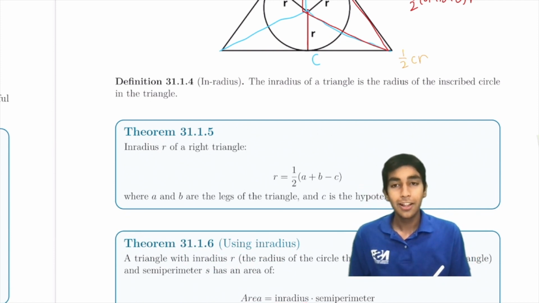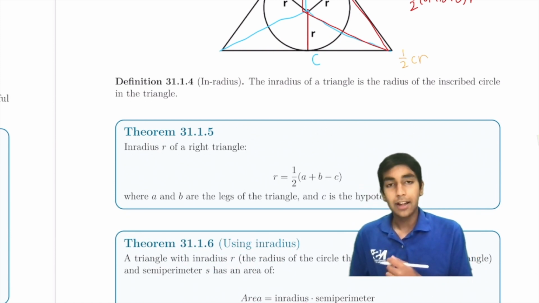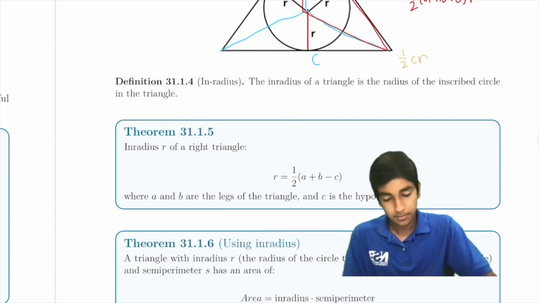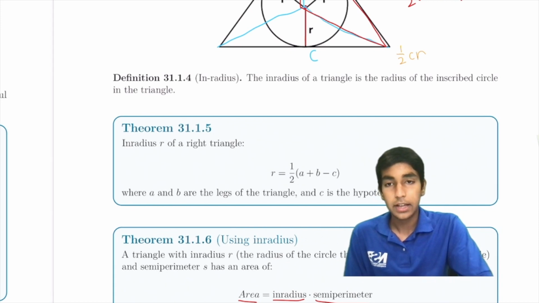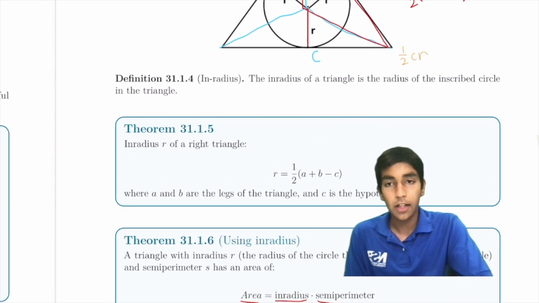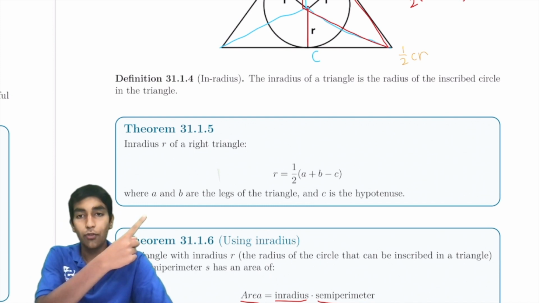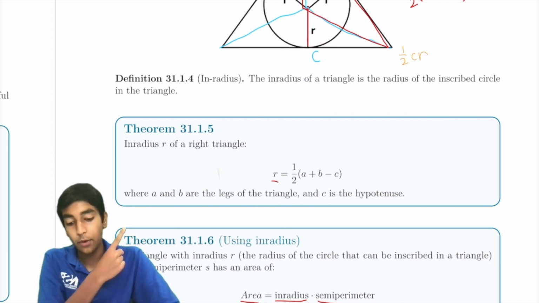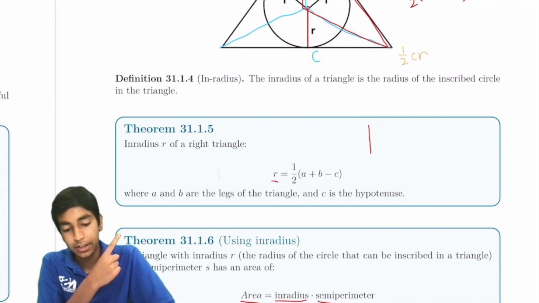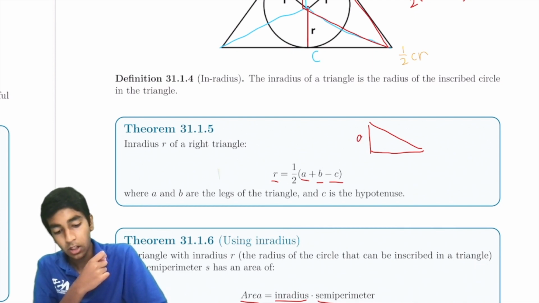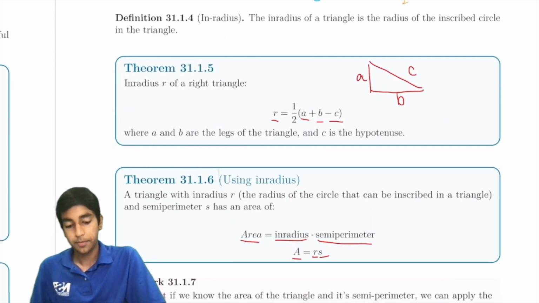Isn't that cool? So now we discussed 3 ways to find the area of a triangle. Okay, but we're still not done. There's still many more ways left. Also, by the way, another cool fact is that the inradius of a right triangle, which we'll discuss more next video, is half of (a plus b minus c), where a and b are the legs of the triangle and c is the hypotenuse.